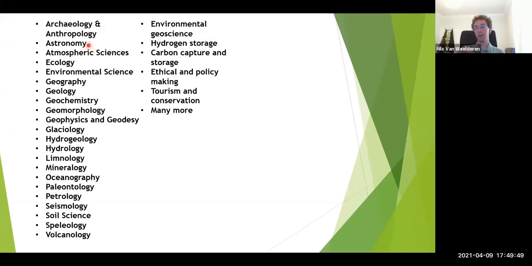If I quickly interrupt here, archaeology actually really needs geophysics. There's a huge amount of geophysics surveys that actually find archaeological structures and all that. So geophysics is huge in there. Too right. Thank you for that. Astronomy, again, looking at the stars, universe, etc. Further, atmospheric sciences, I think that's very clear.